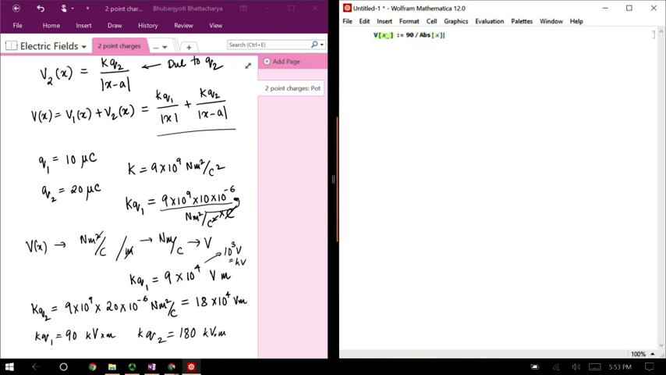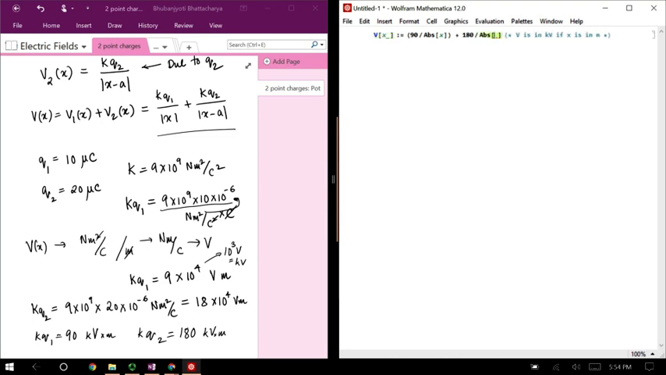And remember, just to remind yourself, I would probably comment. So in a comment next to this, I would write V is in kilovolt if X is in meter, okay? All right, and now let's put in the second part of this, which is plus KQ2 over X minus A, so plus KQ2, but that's 180, divided by absolute value of X minus A.